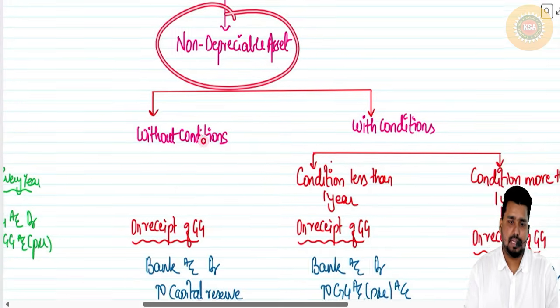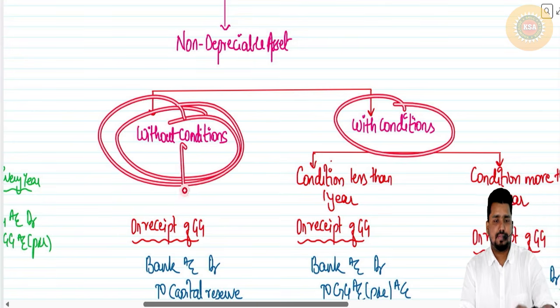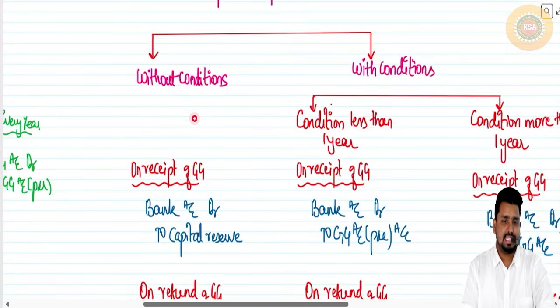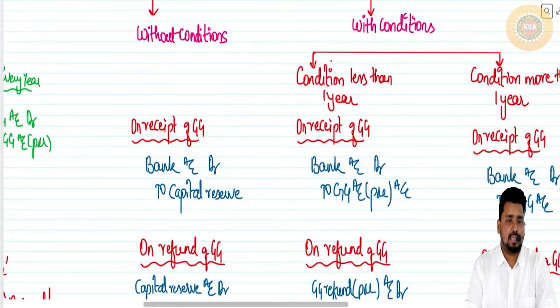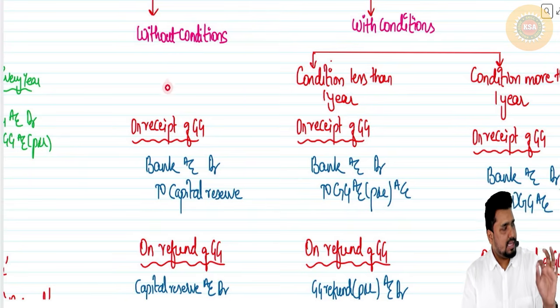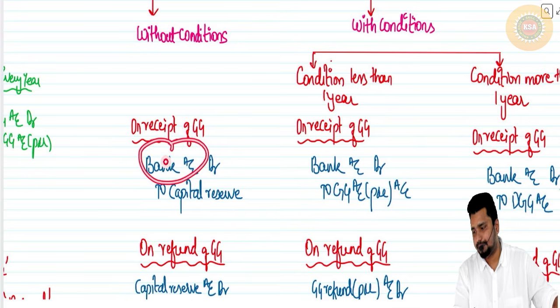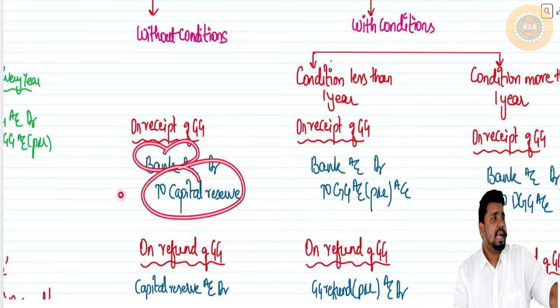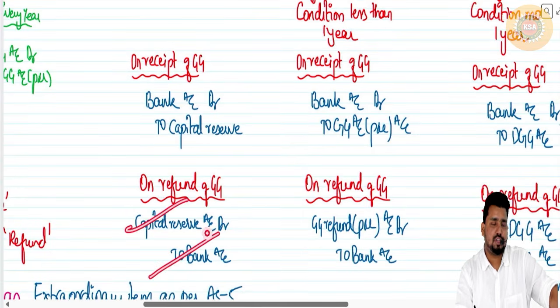Listen, non-depreciable asset. For non-depreciable assets, what we have seen is whether it is with condition or without condition. First we will complete without condition. If you are receiving a non-depreciable asset, land, you are receiving a non-depreciable asset related grant. Correct? At the time of receipt, what would you have passed? Bank account debit to capital, as it is without conditions. When you refund, what is the journal entry? Capital to bank.